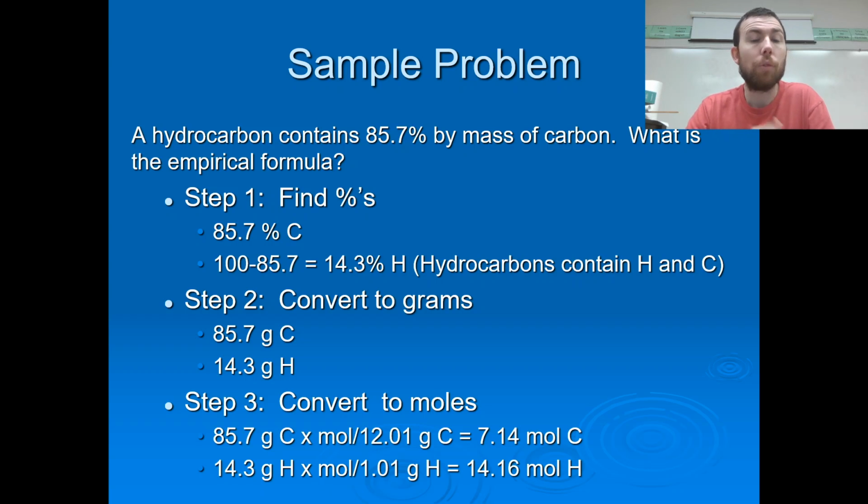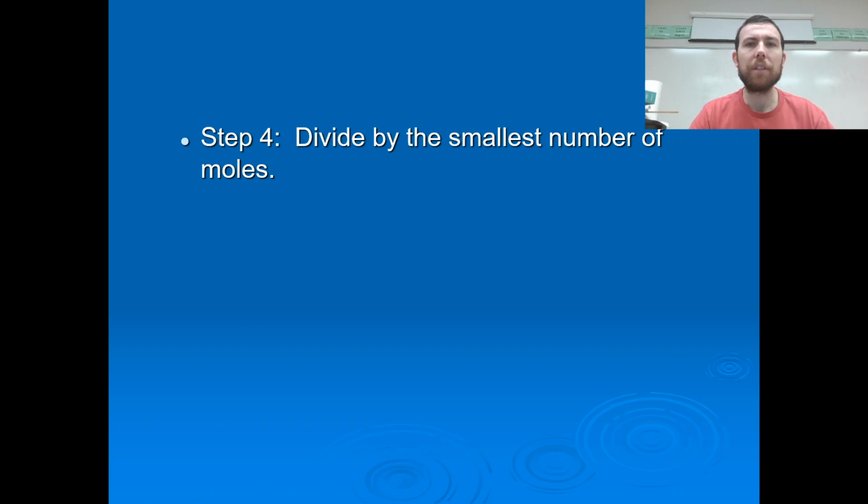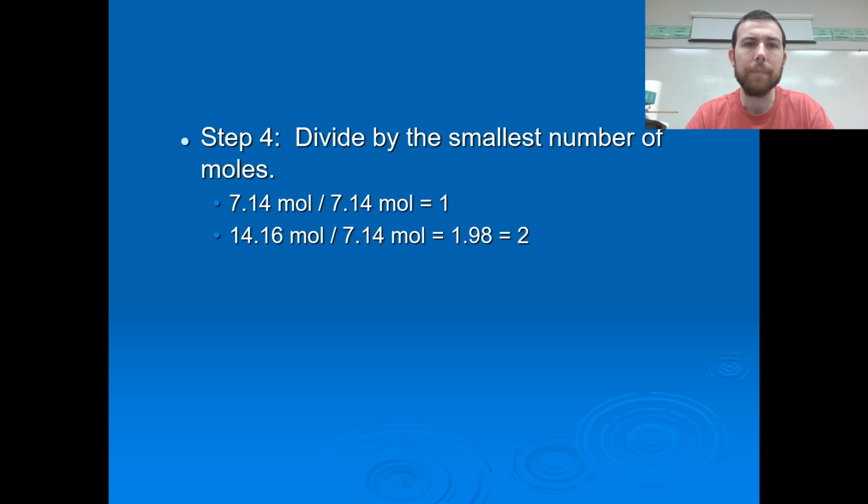All right, so we've completed steps 1, 2, and 3 at this point. We now have our mole values, so step 4 tells us we need to divide by our smallest mole amount, which in this particular case is the moles of carbon. So in step 4, we divide by the smallest number of moles for each of those. Obviously 7.14 divided by itself is 1, and 14.16 divided by 7.14 is 1.98.